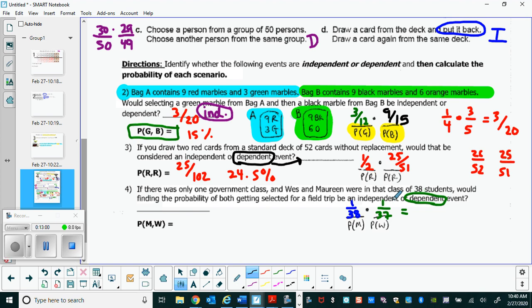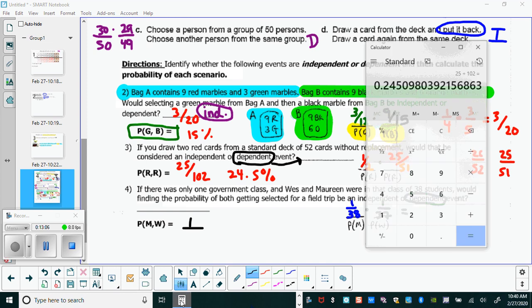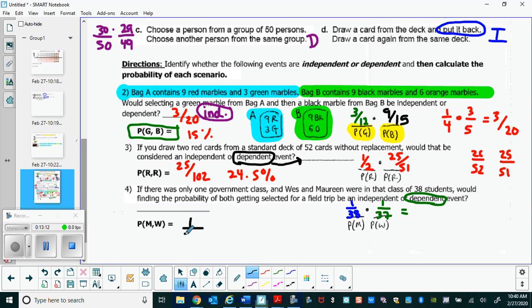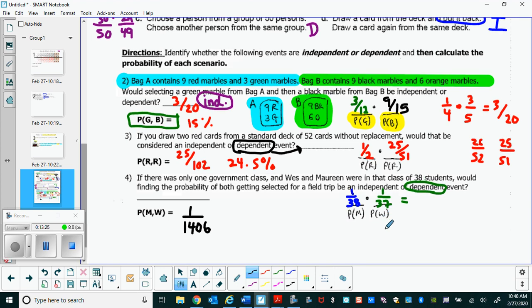Now for the numerators, we've got 1 times 1, which is super easy. That's 1. But now for the denominator, I'm going to use my calculator to do the 38 times 37. So 38 times 37 would be 1406. So you can see that there is a very, very small chance that we'll select Maureen and then we'll select Wes.